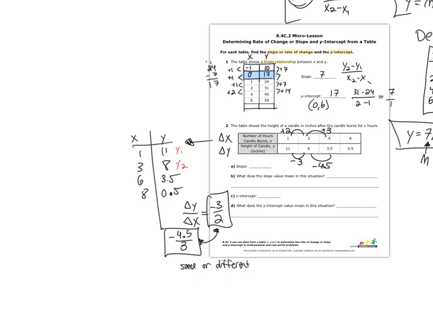You could also get that using your slope formula. Here I substituted values into x1, y1 and x2, y2, and I got negative 3 over 2 that way as well. So that's another way you can get it. We are finding more ways to find slope every day.